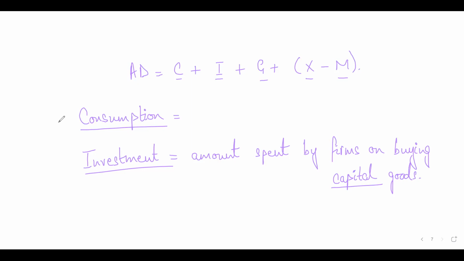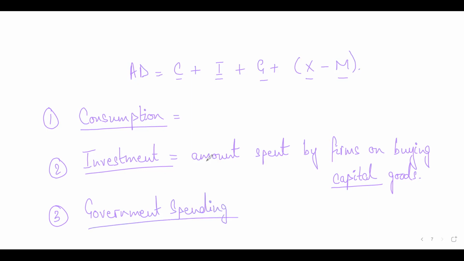Then the third component in aggregate demand after consumption and investment is government spending. What is government spending? That should be very simple and intuitive to understand. Government spending is the amount of money that governments spend on different projects like education, healthcare, and things like that. So the money that government spends on constructing government schools, government hospitals, and things like that, infrastructure, roads, bridges, and so on.